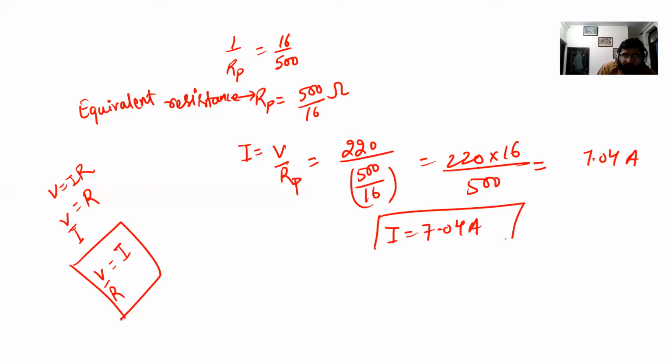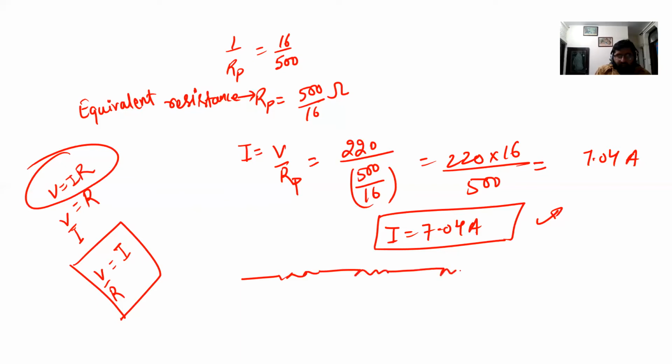So I can calculate all the currents by using Ohm's law and the connection formula. If these three resistances R1, R2, R3 are in series, the formula used for the equivalent resistance in series is the summation of individual resistances.